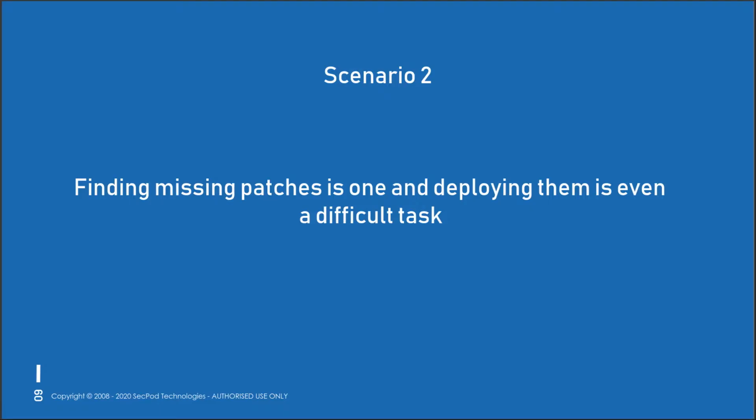This is helpful, Smita. So I hope the first scenario on how to address patching is clear now. Let's move on to the second scenario. Finding missing patches is one thing, and deploying them is an even more difficult task. Finding missing patches is the very first step of patch management. The next step would be downloading the patches from various vendor sites and deploying them on the target computers. Smita, this is one of the most difficult tasks in patching. How do you think we can go about handling this?